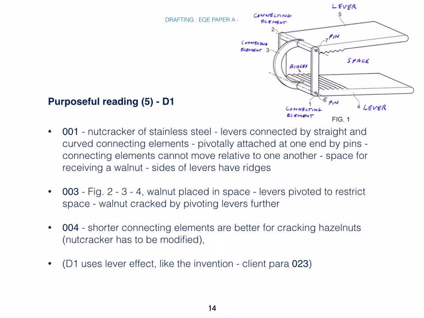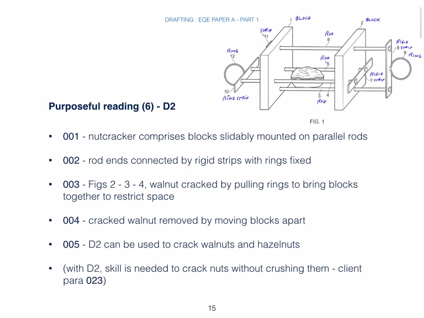Next, we turn to prior art document D2. Do you have D2 handy? We need the D2 description. Figure 1 of D2 is shown on the slide. We're going to read through the paragraphs of D2 and make some notes as we go along.